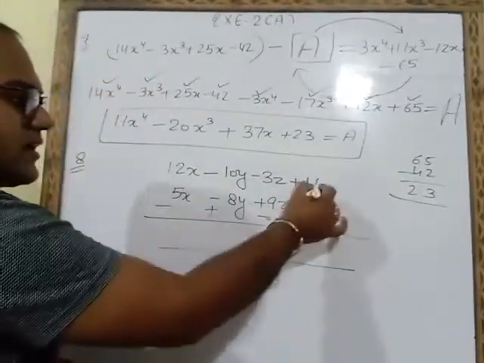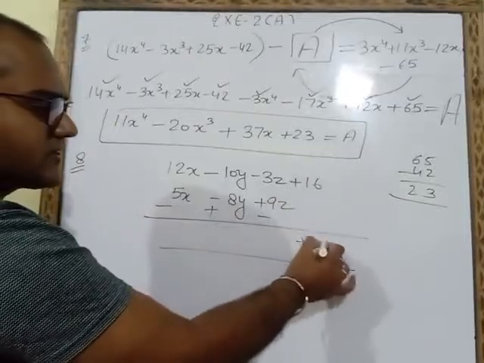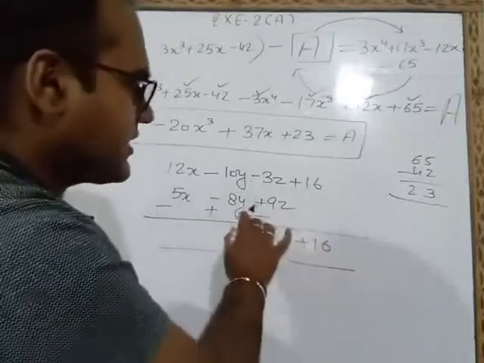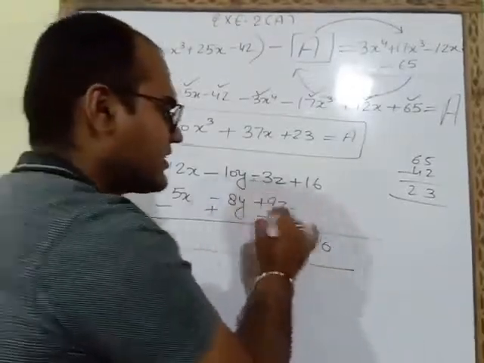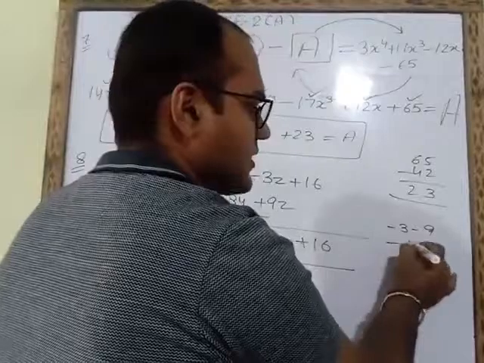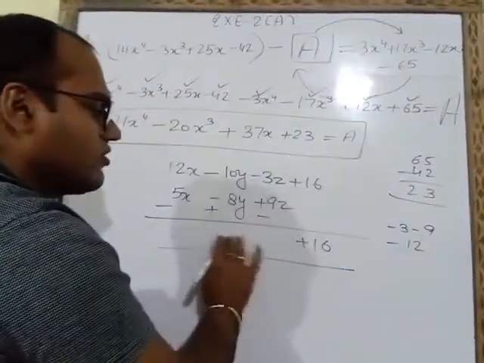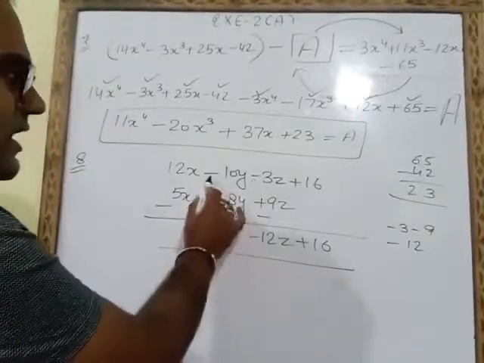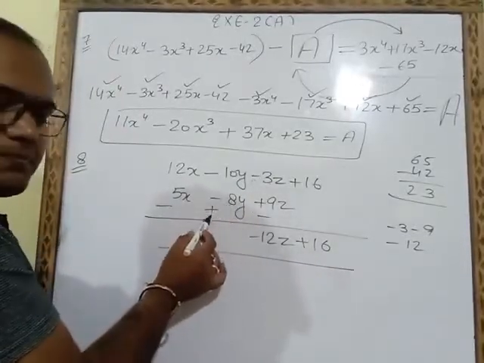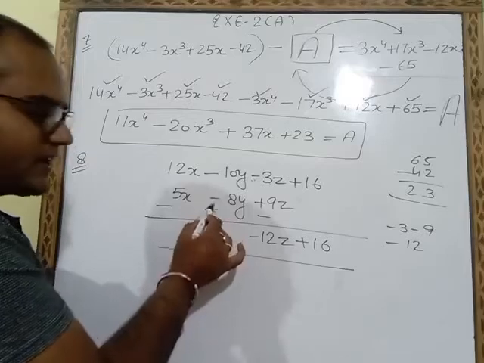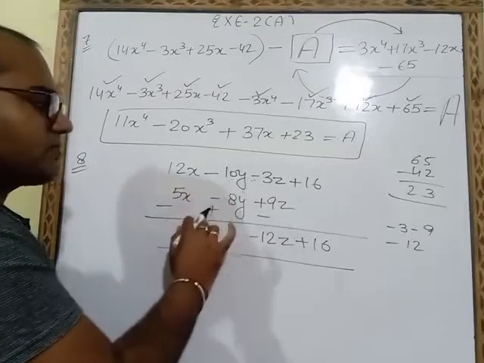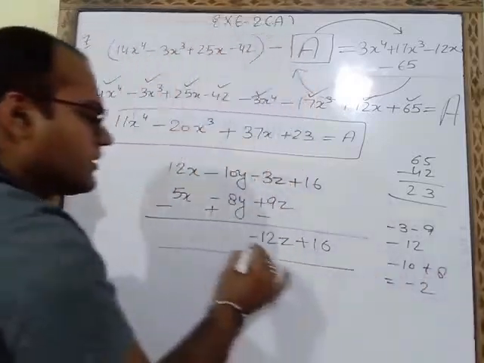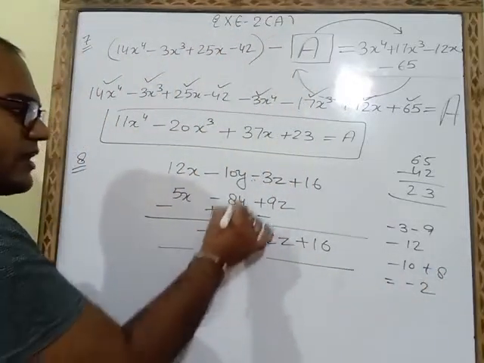Now under this nothing is written, so we will write plus 16 as it is. Minus 3, and this is plus 9, but this plus we had changed to minus, so minus 3 and minus 9, the answer is minus 12. So here you have to write minus 12z. This is minus 10, and this 8 sign is plus 8 now. Earlier it was minus, but now it is plus. Minus 10 plus 8, the answer will be minus 2. So here we will write minus 2 and the alphabet is y.